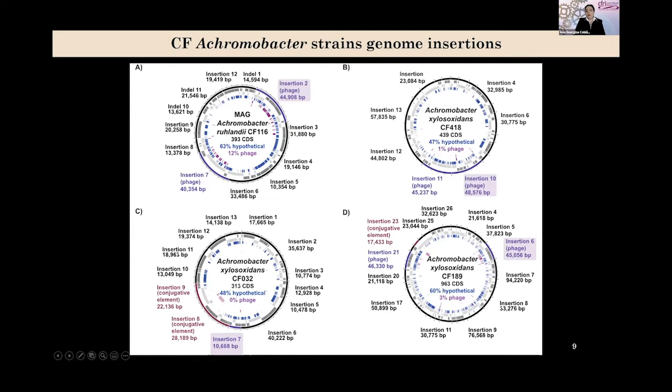For example, in Achromobacter isolated from patient CF418, we see several insertions and only very few phage proteins annotated as phage. But what it means is that many of these hypotheticals could be phages whose characterization we don't know yet. We also see, in addition to phages, several conjugative elements such as plasmids that are new insertions in the genomes. And I'm going to show just one example of the genome annotation of each one of these.